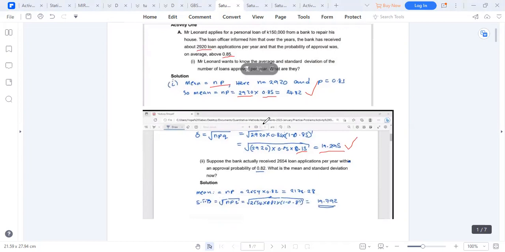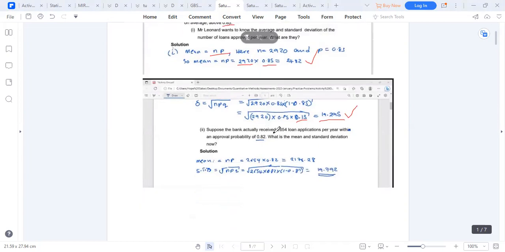Same question has been slightly iterated. We are told that our N now has changed to 2654, whereas our probability or P is 0.82. So like I said, if this is 0.82, our Q should be what? 0.18.